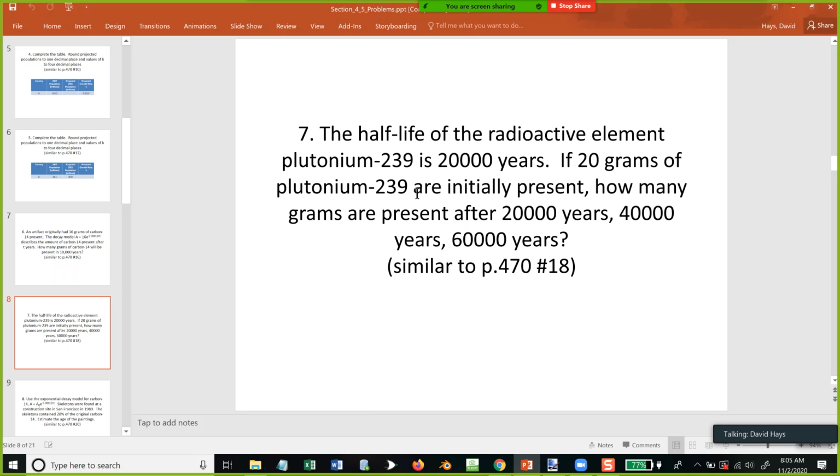The half-life of the radioactive element plutonium 239 is 20,000 years. There are 20 grams of plutonium 239 initially present. How many grams are present after 20,000 years, 40,000 years, 60,000 years? If you're going to major in nuclear science, you probably want to watch this part of the video. Most of us don't deal with plutonium, but I suppose if you want to figure out, I think we've got a nuclear power plant out in eastern Kansas somewhere, if that melted down, how long before we could live there? So there's a lot of different things it could tell you.